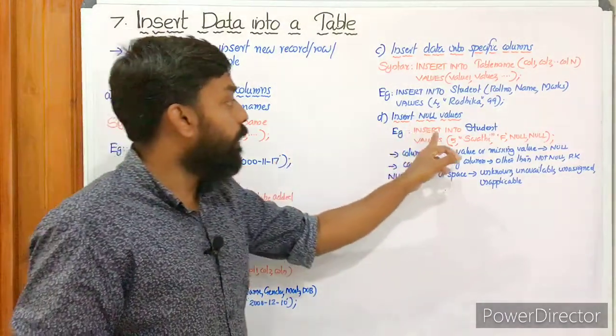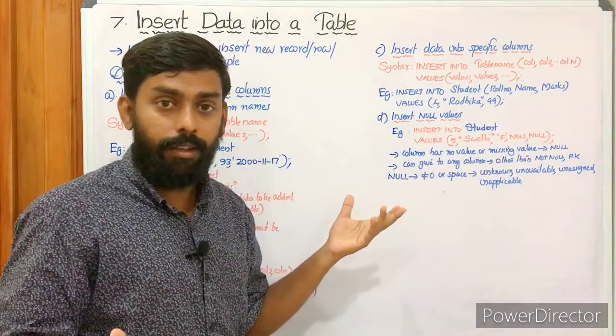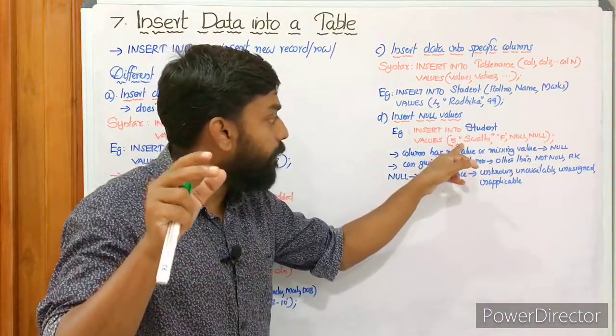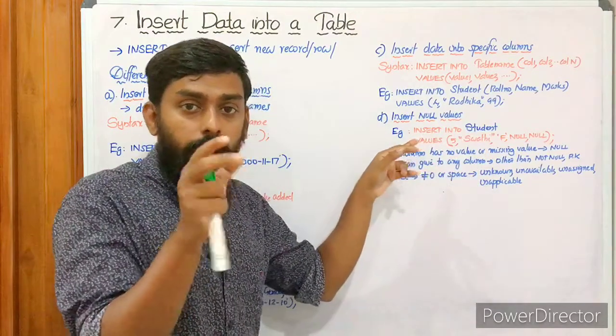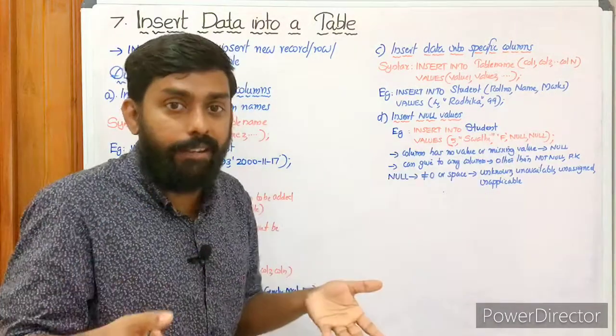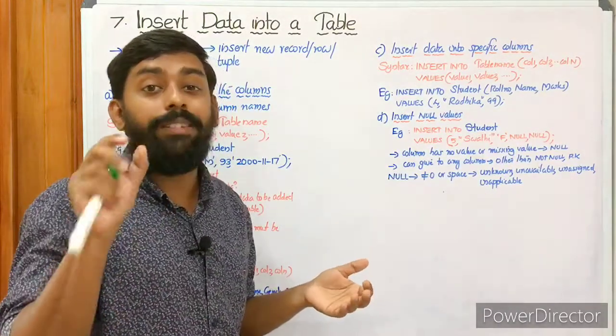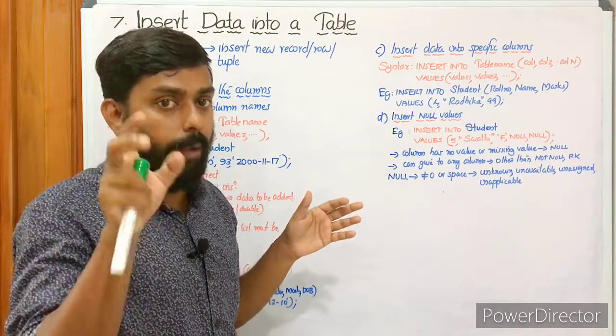Insert into student values 5, Swati, F, null, null. Actually, we have given constraint primary key to roll number and not null to name. These two values cannot be set as null, but all other fields can be set as null. We know null is a keyword, so it must not be in quotes. You can give it straight, null in caps.